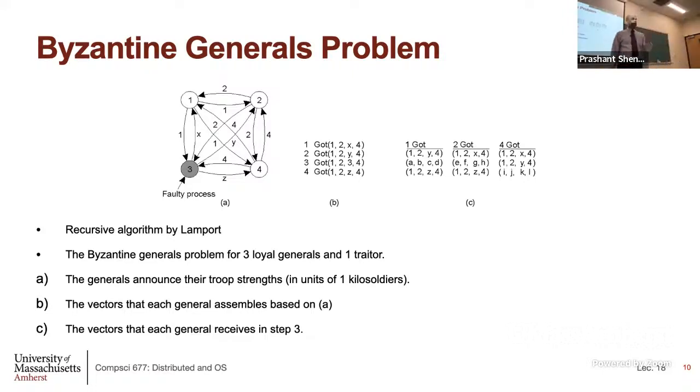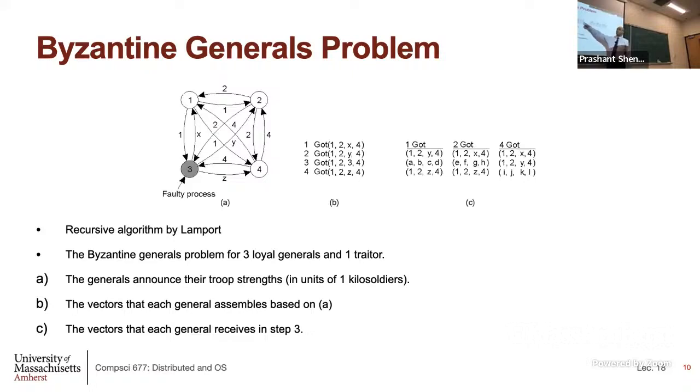The question is, what is it that you're sending in round two, if I were to summarize the question? So you send all the information you received from every process in the previous round. You're broadcasting everything, not just what you send. So if 1 sends 1, 2, X, 4, that's the message that 1 is going to send. 2 is going to send 1, 2, Y, 4 to everyone, to every other process. Which is why in round two, you basically get what everyone received in the previous round.